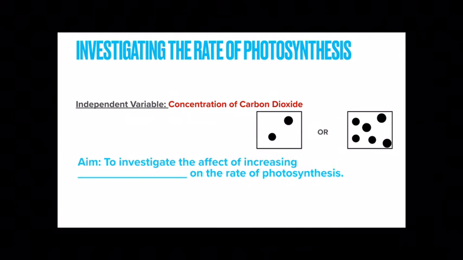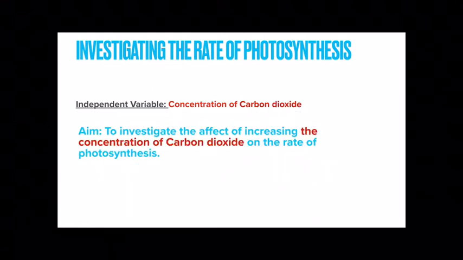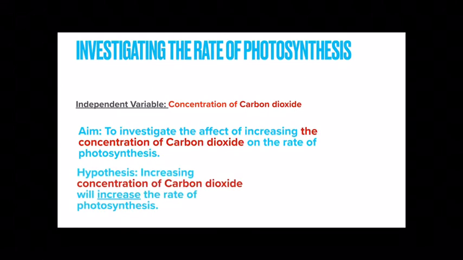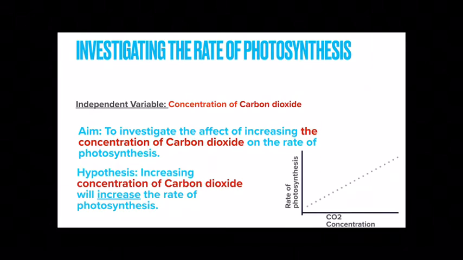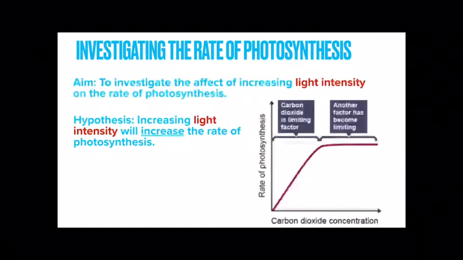Now, if I'm changing the carbon dioxide concentrations, I've got to keep the light intensity the same this time. So there it's written as an aim. My hypothesis then: I think that as I increase the concentration of the carbon dioxide, that means there's more raw material available, that would increase the rate of photosynthesis. So my graph should look like that. I'm increasing CO2 concentration on the bottom, and that's leading to an increase in the rate of photosynthesis.